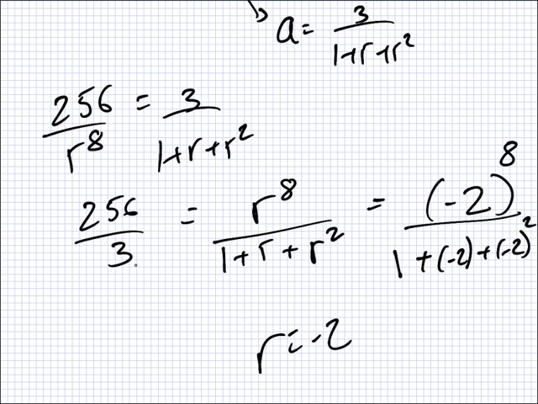But why is it 256 over 3? Why 3? 3 was here. Yeah, it's there when you first multiply. Yeah, brought that down, brought that up.